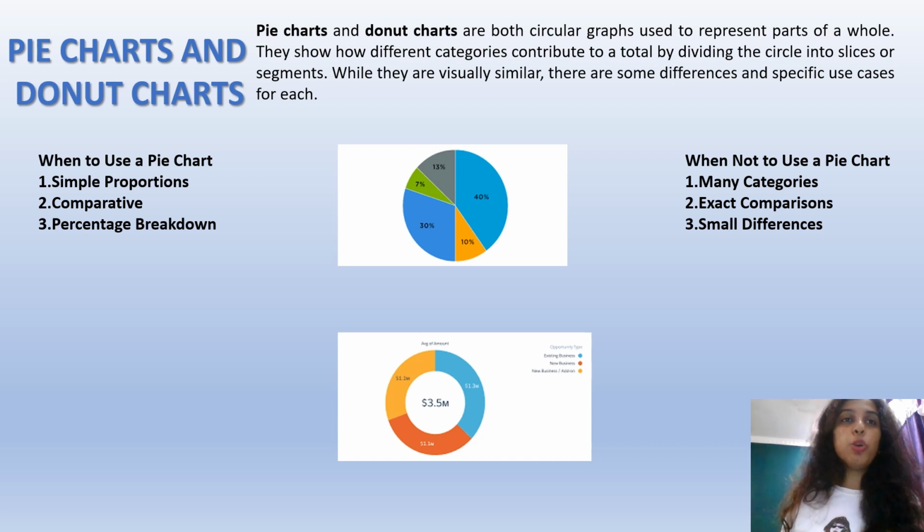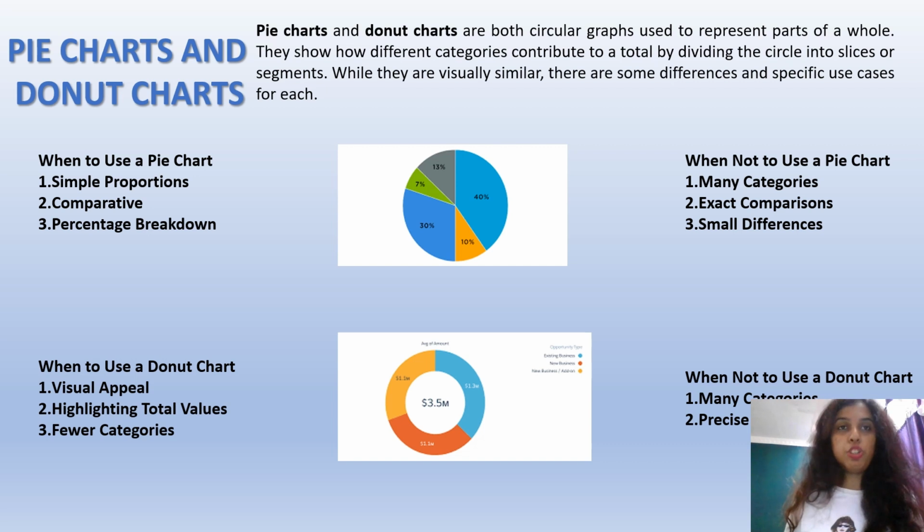Let's see when not to use pie chart. These are not suitable for a large number of categories as the chart can become cluttered and difficult to interpret. Difficult to compare sizes accurately, especially if slices are close in size. Use a bar chart for more precise comparisons. These are ineffective for showing small differences between categories due to lack of precision in comparing slice sizes. Now let's move to donut chart and talk about the feature first.